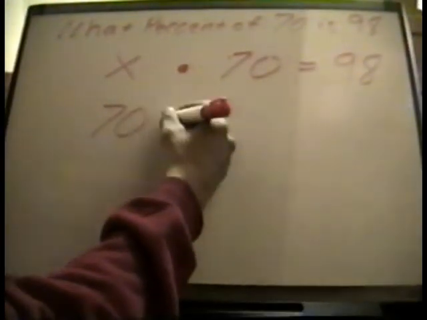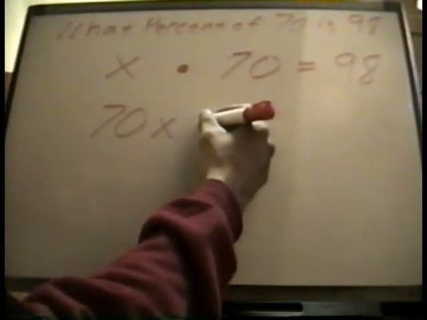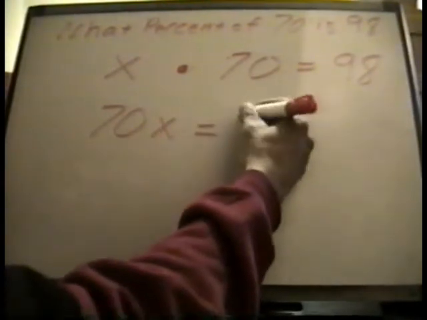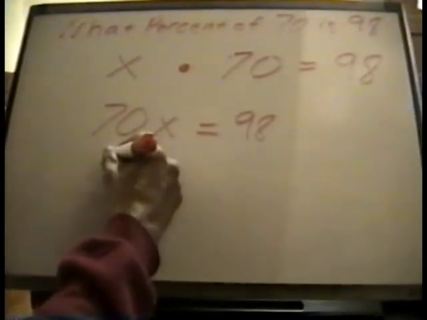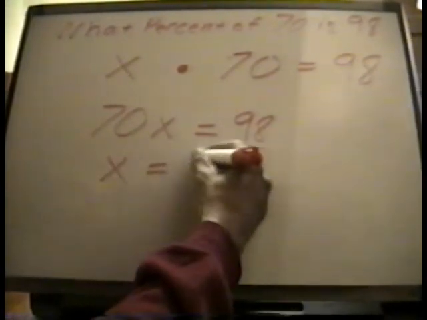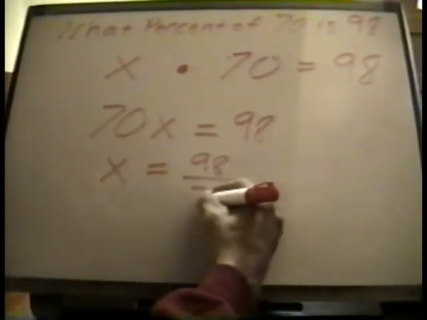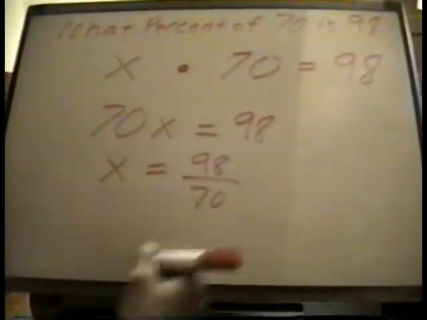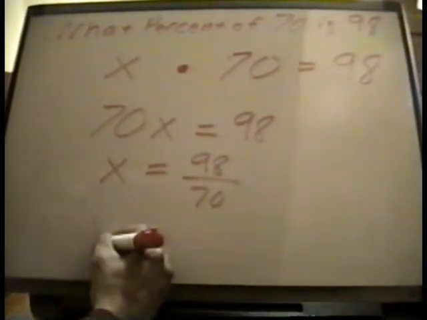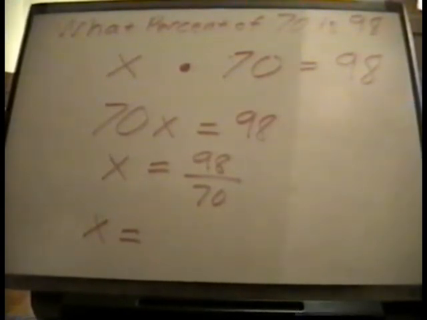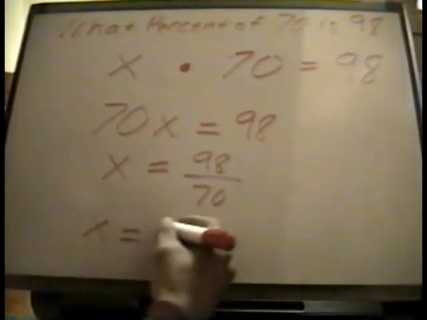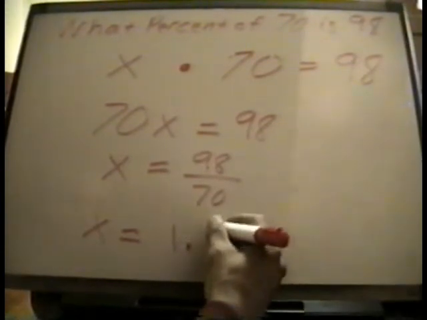70x equals 98. And that becomes x equals 98 over 70. So 98 divided by 70 is 1.4.